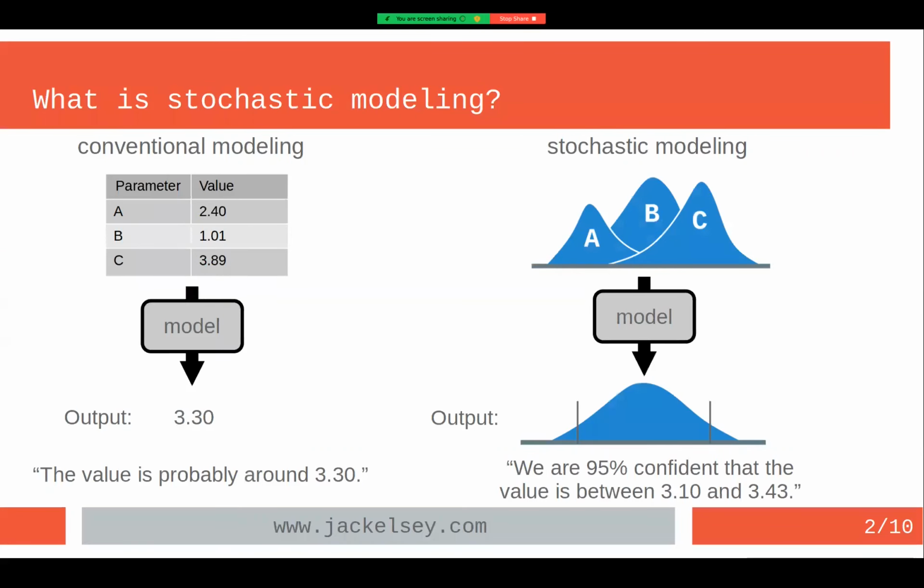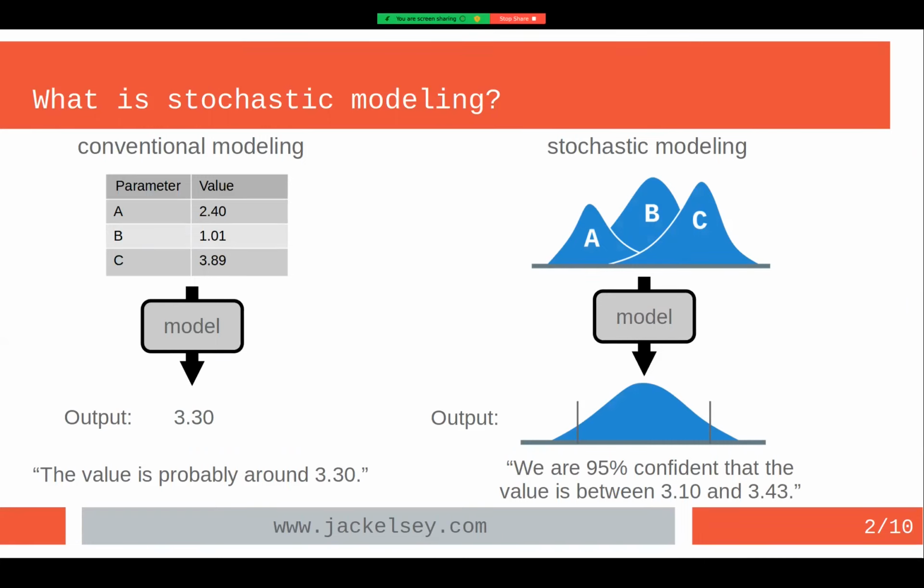Here's a simple example to explain what stochastic modeling is. Let's say you have a model and it has three parameters, A, B, and C. You input numbers for these parameters, run the model, and it spits out a number as output. This is what's known as a point estimate. It's just a point on a number line. It doesn't tell you anything about how uncertain the prediction is. Maybe you've run this model lots of times and you can use your experience to judge how precise the estimate is, but that's an empirical approach to uncertainty.